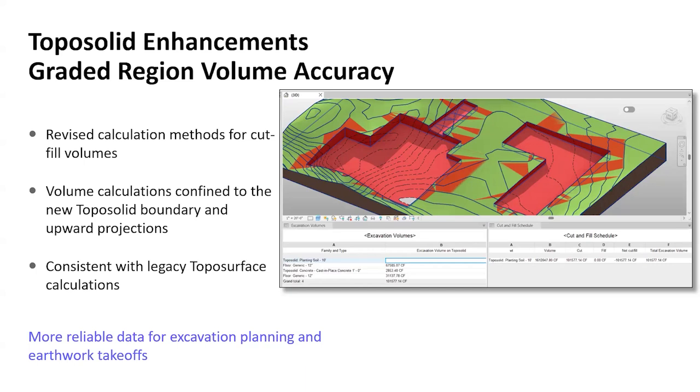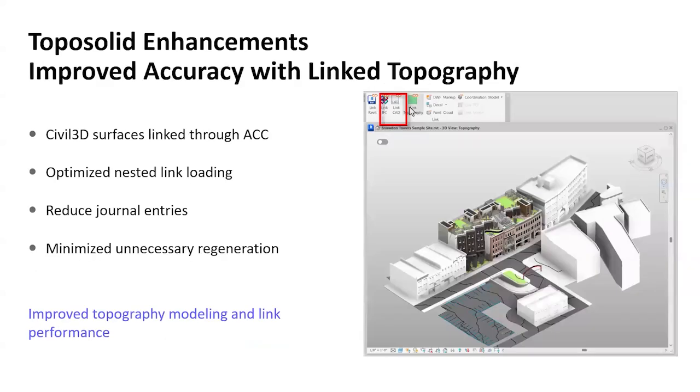It might be a little deep, a little too much, but basically the new algorithm employs a boundary constraint method based on the TopoSolid boundaries. Basically, this eliminates the inclusion of extraneous volumes from beneath or adjacent to the TopoSolid, which caused overestimation in previous versions. So it's more accurate and more precise and more stable.